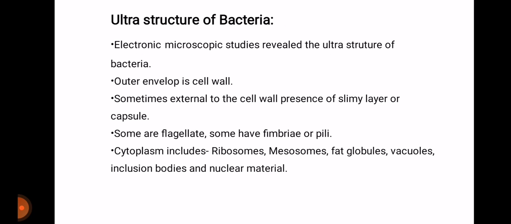Electron microscopic studies have revealed the ultrastructure of the bacterial cell. The outer envelope is the cell wall, internal to which is the cell membrane. Sometimes external to the cell wall there will be a loose slimy layer or capsule. Some bacteria are flagellate, others have small pili or fimbriae. The bacterial cytoplasm includes ribosomes, mesosomes, fat globules, vacuoles, inclusion bodies and nuclear material.